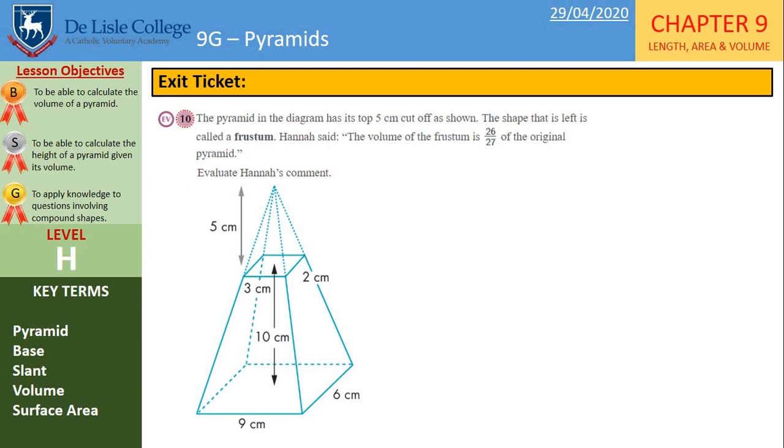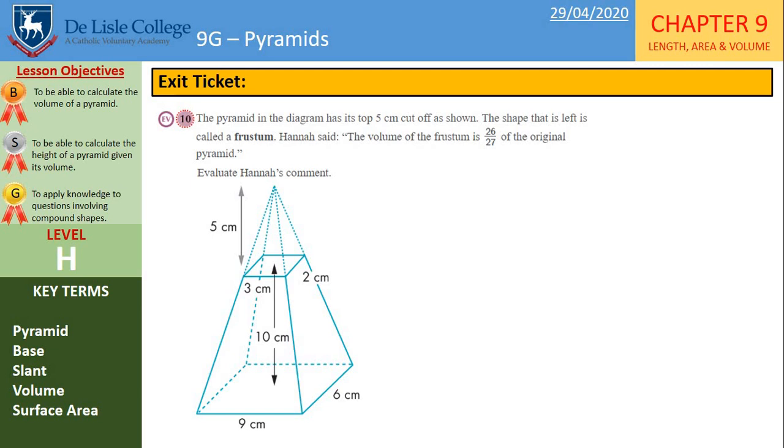Okay, so let's have a look at this together. So what we've got is a pyramid with the top 5 centimetres chopped off the top. And that remaining shape is called a frustum. Hannah says the volume of the frustum is 26/27 of the original pyramid. And evaluate Hannah's comment. So we've either got to show that it's correct by using loads of working, or use our working and come up with a different answer to show it's wrong.